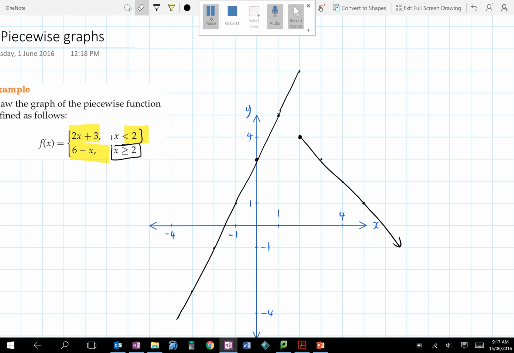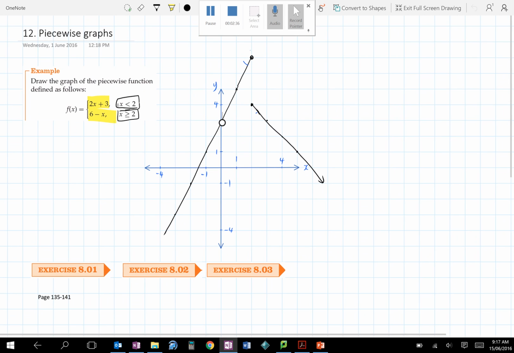Whereas our other graph says strictly less than 2, so that means that at 2 it doesn't exist. So to show that, we put a little open circle at that point there to show that that one doesn't exist, but this one does exist at that point. Okay, and that's piecewise graphs. So just two separate graphs that we draw across different domains, and that's all there is to it really.